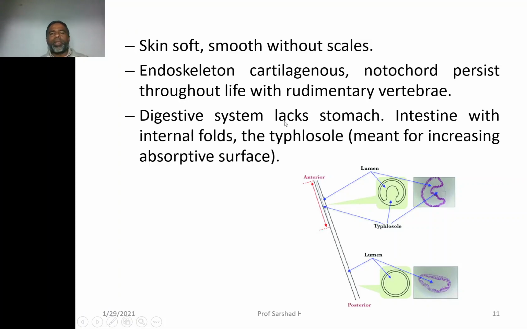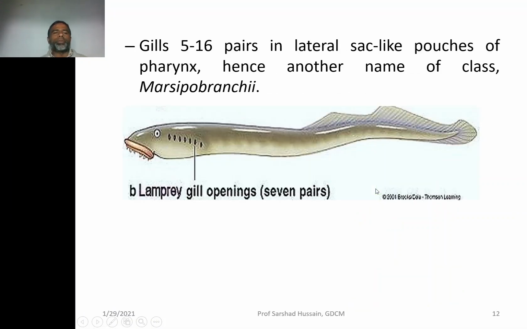The digestive system lacks a stomach. So they don't have a stomach in the digestive system. The intestine has an internal fold. You can see this is the intestine having the internal fold called the typhlosole. It is meant to increase the surface area for absorption of the food.